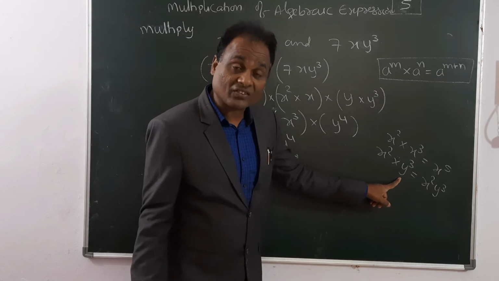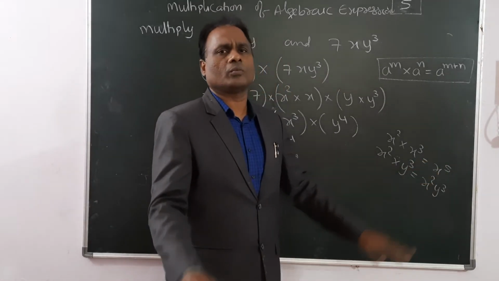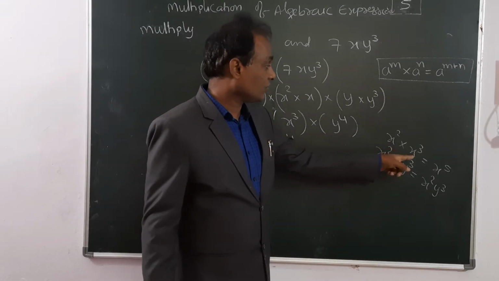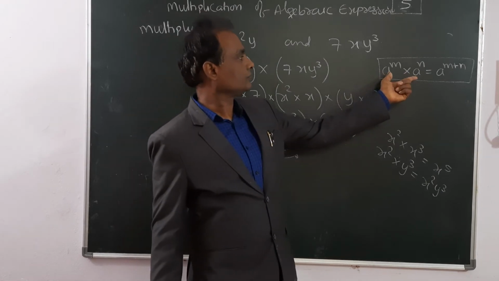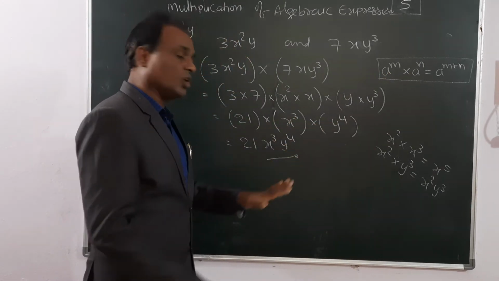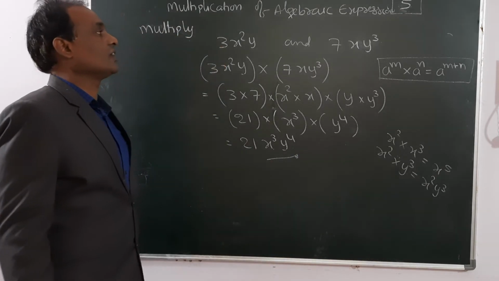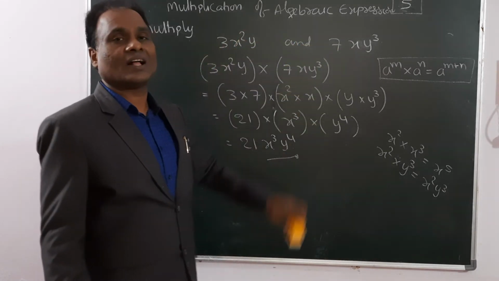Then what is the next step? Same we have to write. No change. Same, x square y cube means x square y cube. But here, same variable, add the powers. This is the formula. So 21 x cube y power 4. No further simplification. This is the answer. This is the way of multiplying one algebraic expression with another algebraic expression.